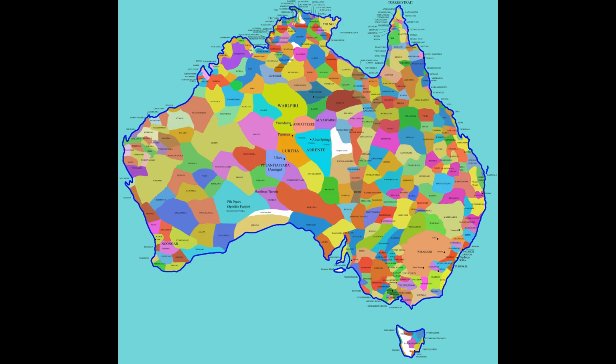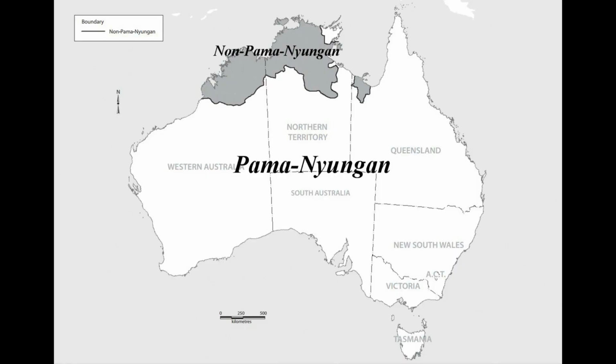Wagiman is very special among the indigenous languages of Australia. Usually, the Australian languages are grouped into the Pamanyungan language family and the non-Pamanyungan language families. There are quite a few non-Pamanyungan language families in the north of Australia, and then there is one big group called Pamanyungan that covers about 90% of the Australian mainland.